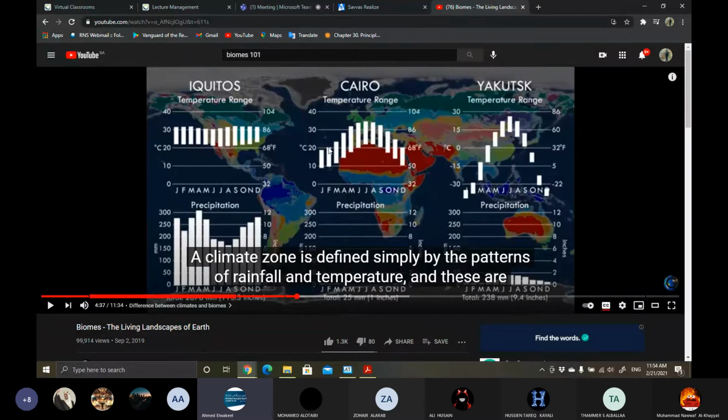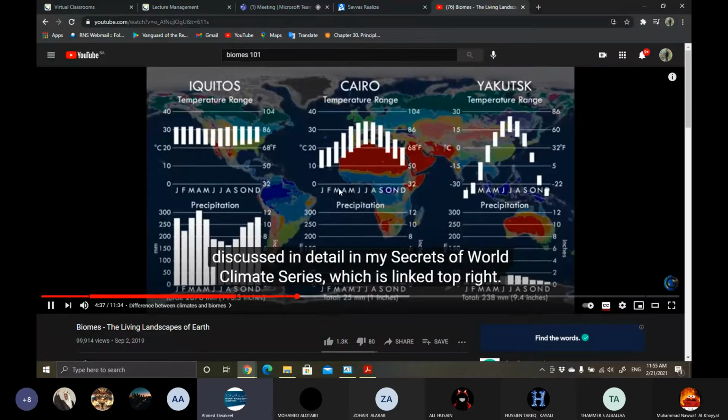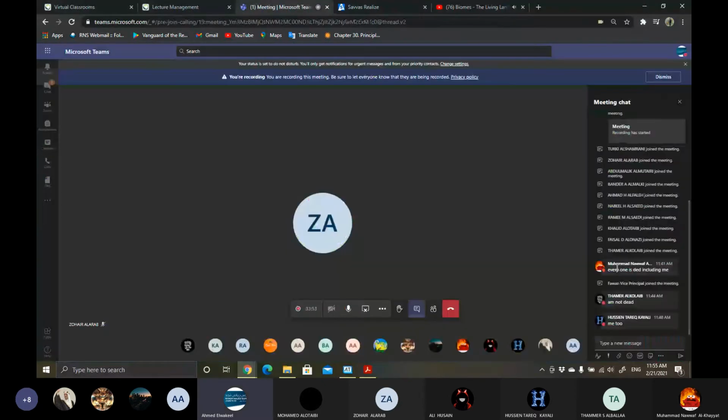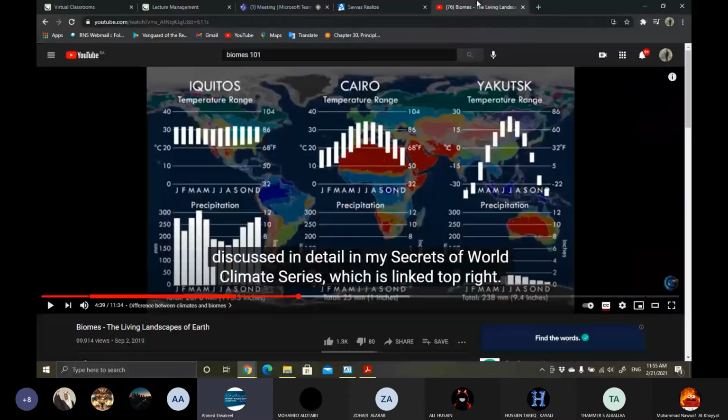Yet, depending on these features, the biome starts to exist. So first we have the temperature, okay? Whether it's normal temperature, a very high temperature, beneath zero, whatever temperature the place has. And according to this temperature this place has, then we will have the type, discussed in detail in my Secrets of World Climate series, which you can find linked top right.